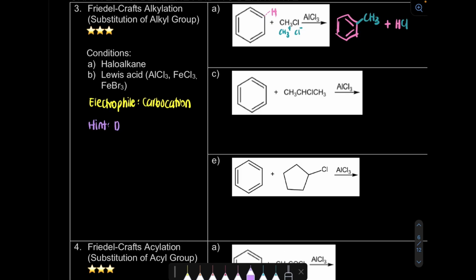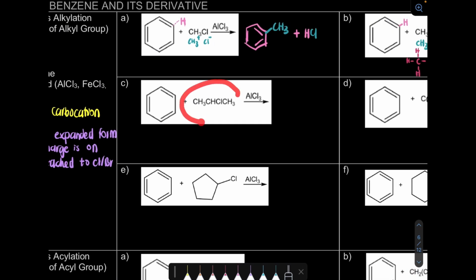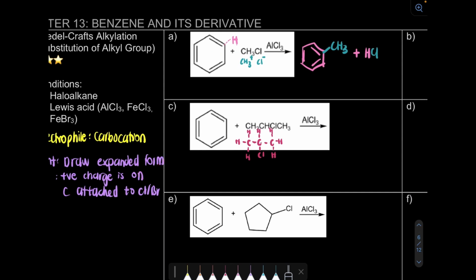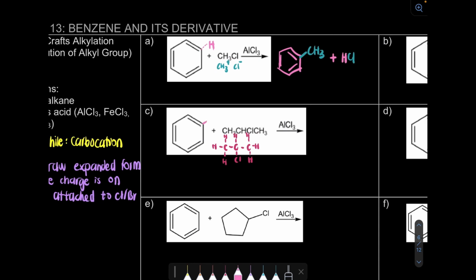So ini adalah hint kamu. So hint sebenarnya for this Friedel-Crafts Alkylation adalah draw expanded form. Lepas tu we're going to put positive charge pada carbon next to the carbon that attached to our chlorine ataupun bromine. Okay, so let's look here for example C. Okay, so yang ini we can't see it clearly. So I'm going to do my expanded form. So CH3CHCl dengan CH3. Okay, so next adalah kita kena put the charge lah.